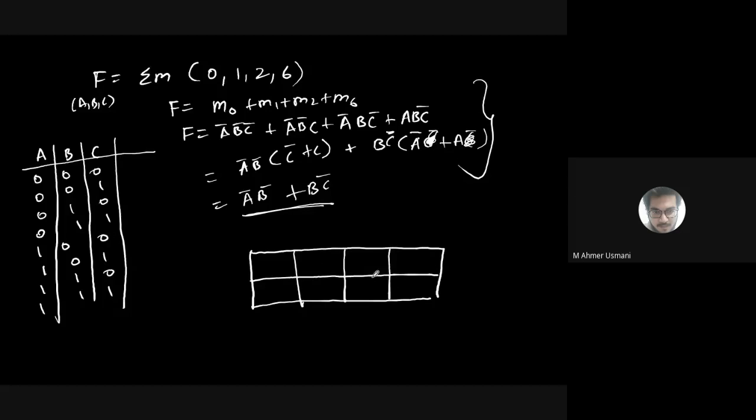This 8 cell K map has the following. It has A, B, C. This is how I need to write. Does anyone have a doubt about why I am writing A, B, C? This is the way I follow. So this is MSB. I need to write the MSB on the row, and the LSB has to be written on the column.